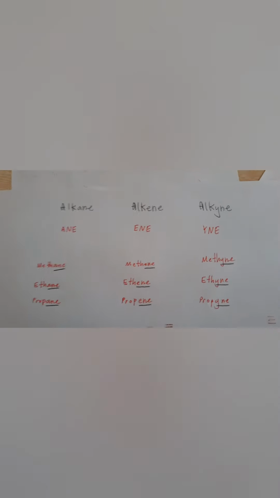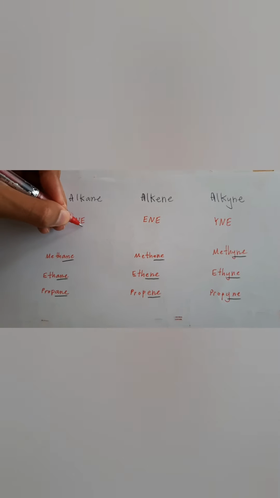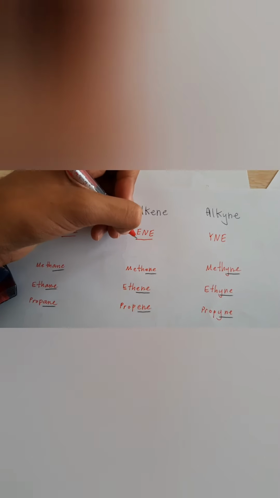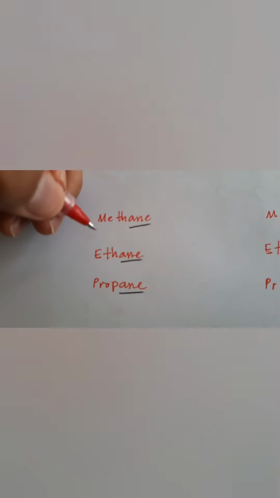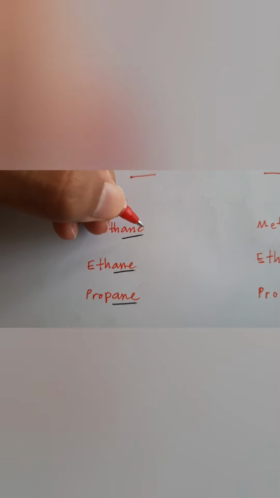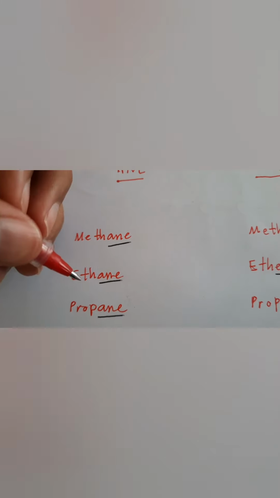So now when you want to name these compounds, remember that alkanes end in A and E, alkenes have E and E, and alkynes have Y and E. Let's see the examples. The names start with meth if there is 1 carbon, and then at the end you have A and E. Methane, ethane, propane, butane, pentane, then you go on.